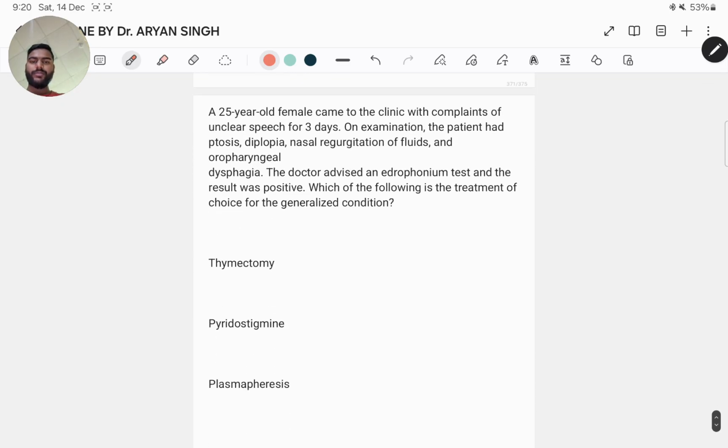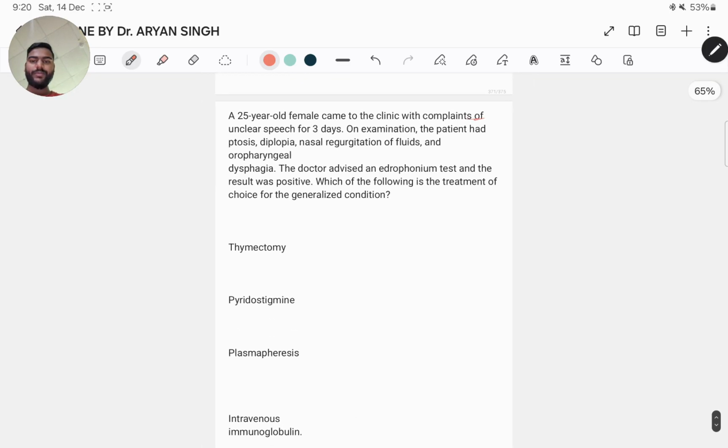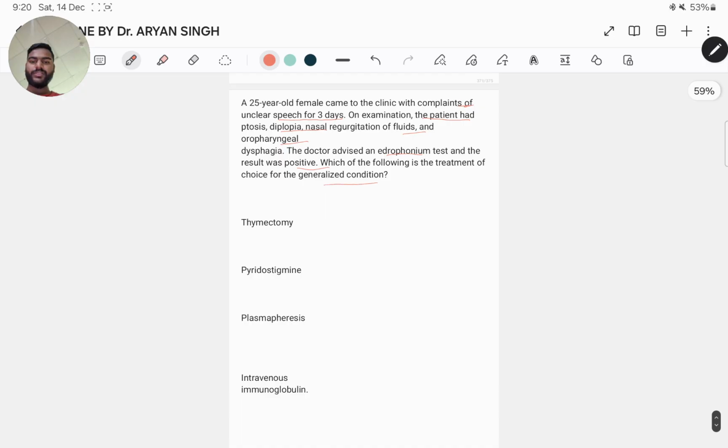A 25-year-old female came to the clinic with a complaint of unclear speech for 3 days. On examination, the patient had ptosis, diplopia, nasal regurgitation of fluids, and oropharyngeal dysphagia. The doctor advised an edrophonium test, and the result was positive. Which of the following is the treatment of choice for the generalized condition? Thymectomy, pyridostigmine, plasmapheresis, intravenous immunoglobulin. The best answer is thymectomy, because here the condition described in the question is generally what?